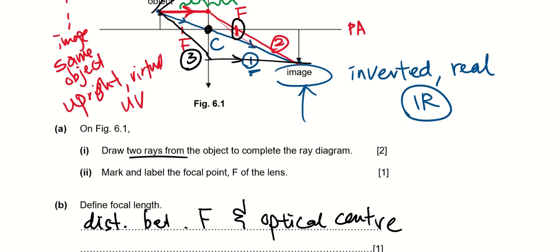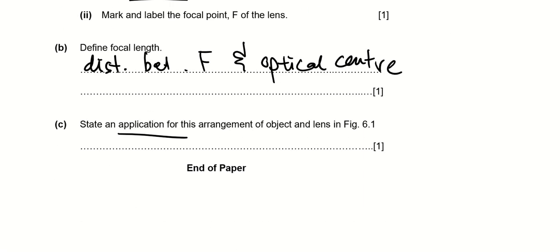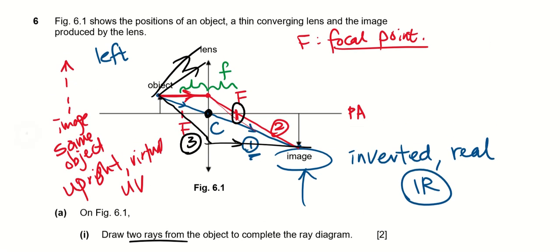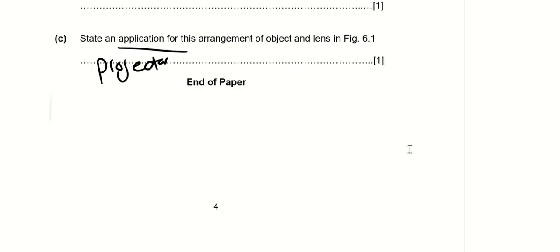What's an application for this? So this one can be a projector, because you see, are you able to measure the height of the object versus the height of the image? Right? So actually the height of the object is less than the height of the image. That means this image, besides being inverted and real, is also magnified. Okay? So this is all for this practice paper.